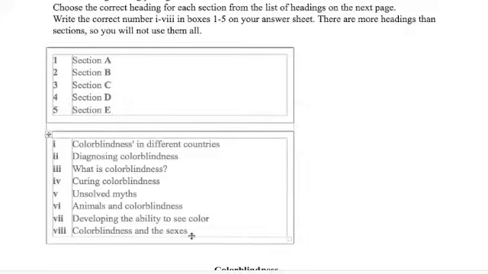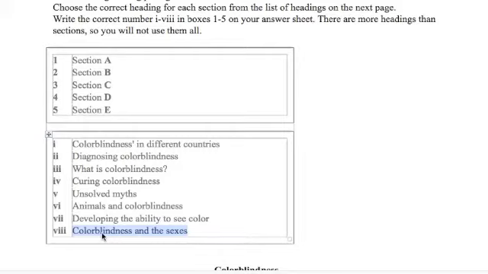Take a look at the choices. We're going to read them, then we're going to read them a second time and highlight important words. So we have colorblindness in different countries, diagnosing colorblindness, what is colorblindness, curing colorblindness, unsolved myths, animals and colorblindness, developing the ability to see color, and colorblindness and the sexes, okay? So we've got 8 choices.